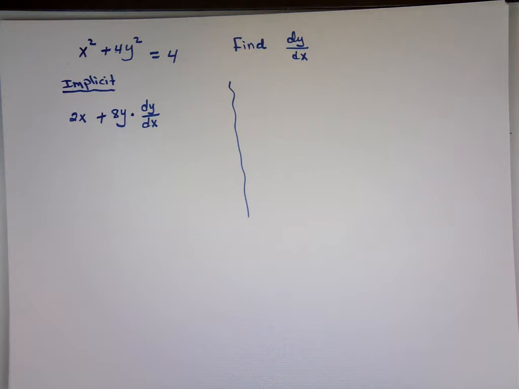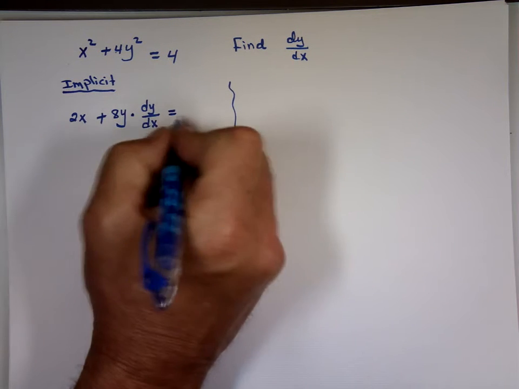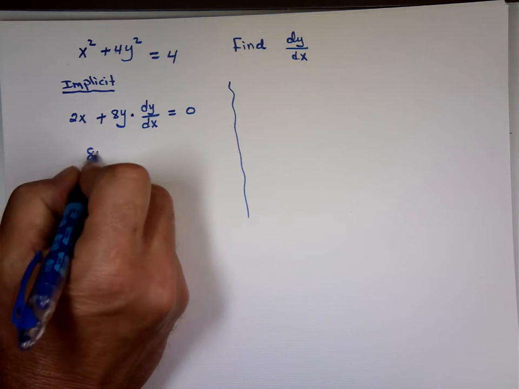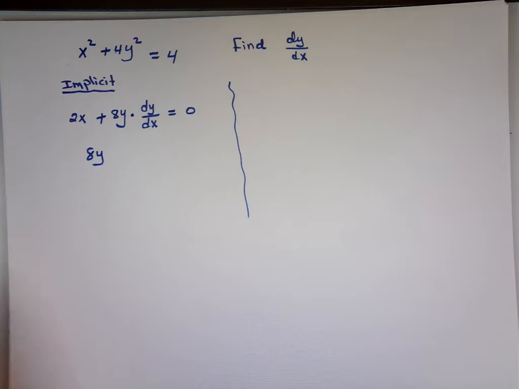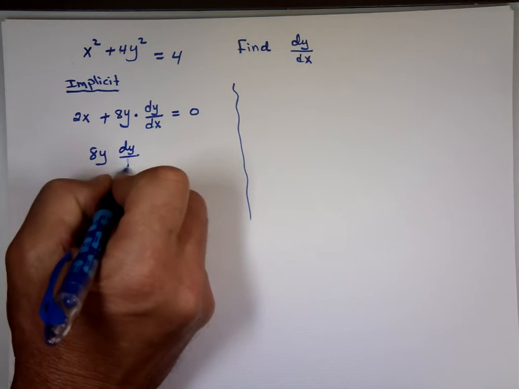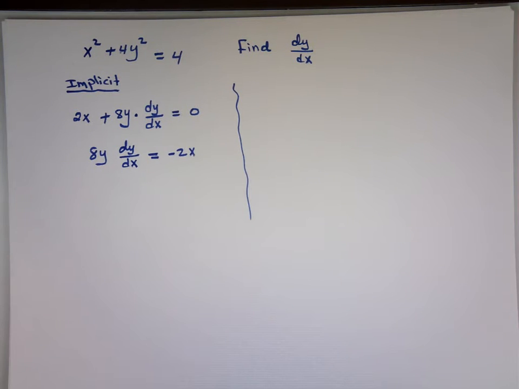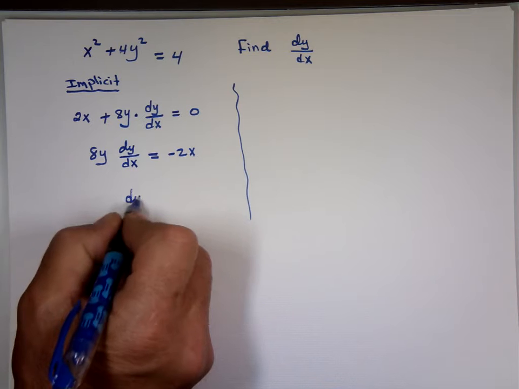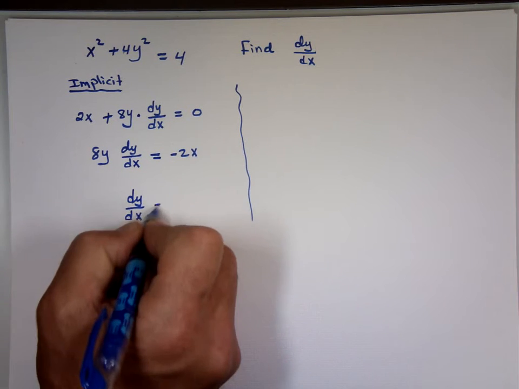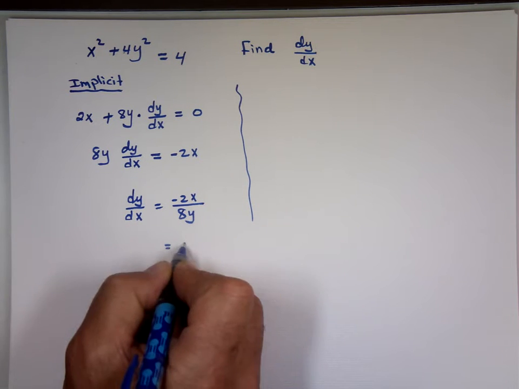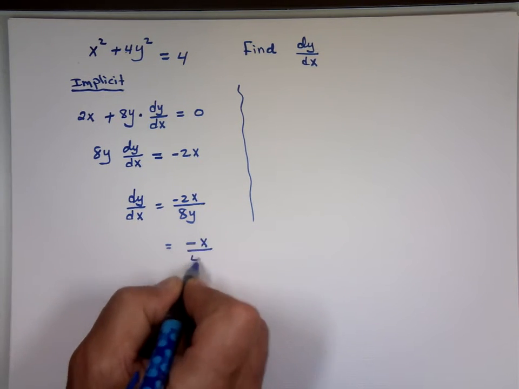Either way, I try to mix and match. Sometimes I use y sub prime, sometimes dy dx. And what's the derivative of 4? 0. Move the 2x there. 8y dy dx is equal to what? Negative 2x. Divide out the 8y. Yep. dy dx will be negative 2x over 8y, which is negative x over 4y.